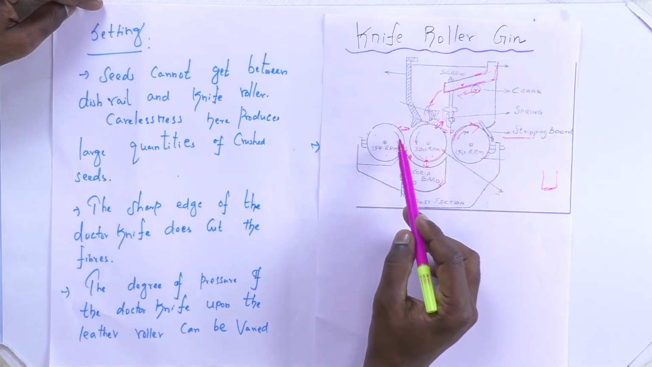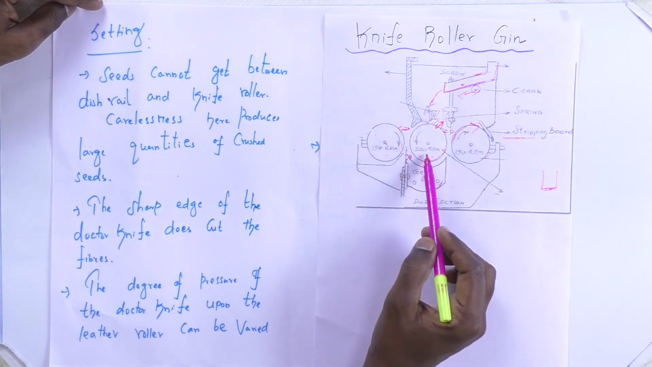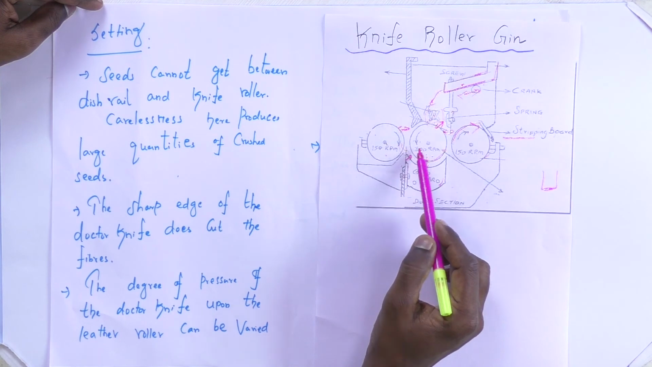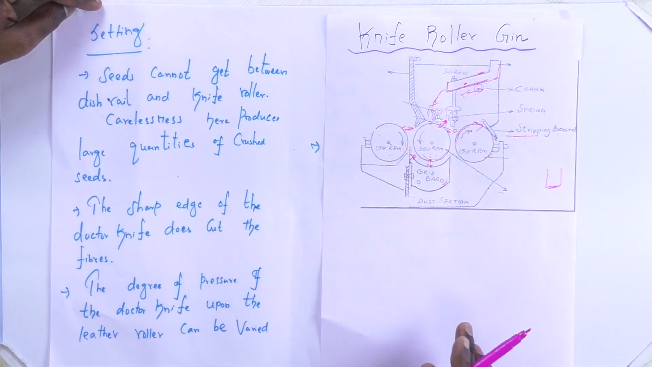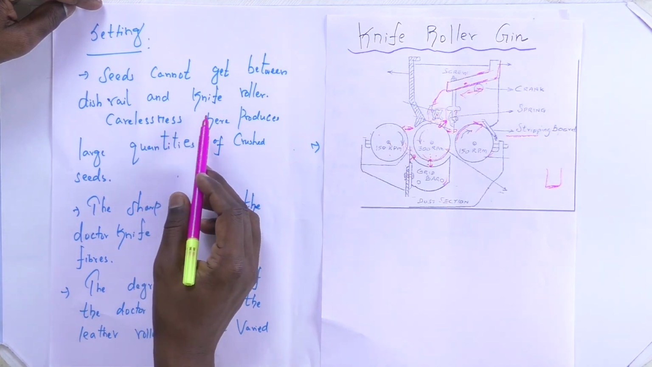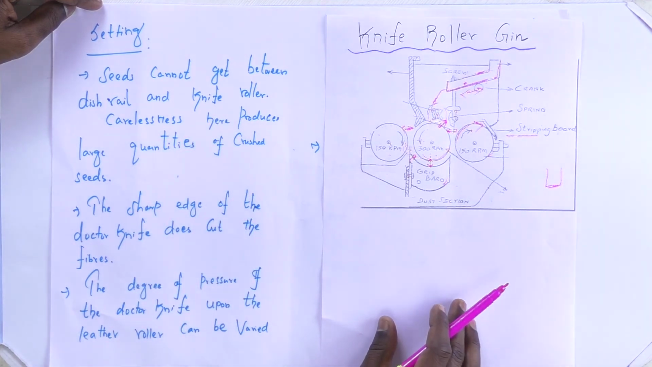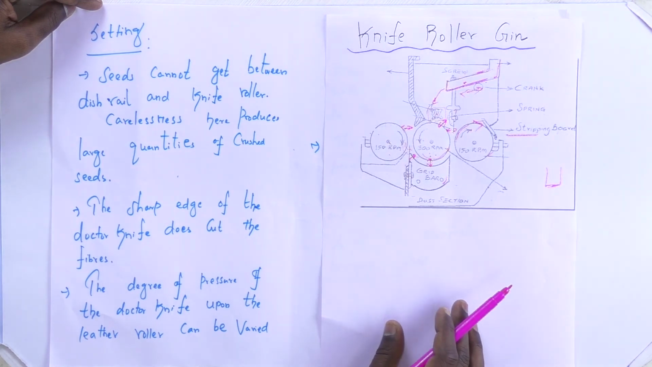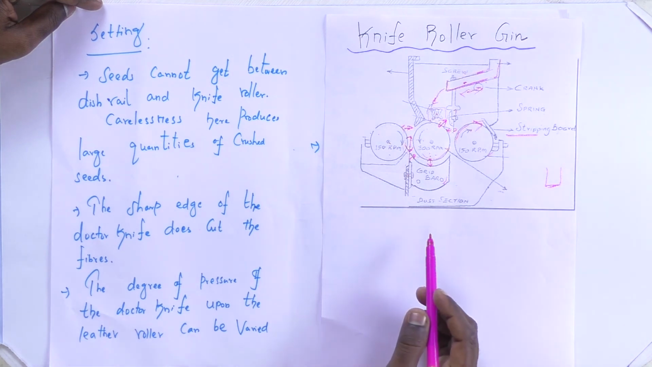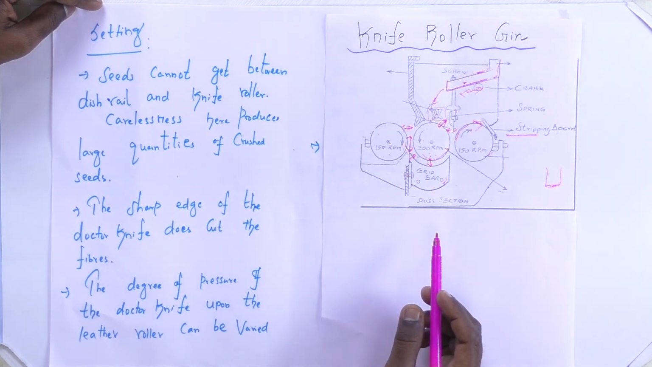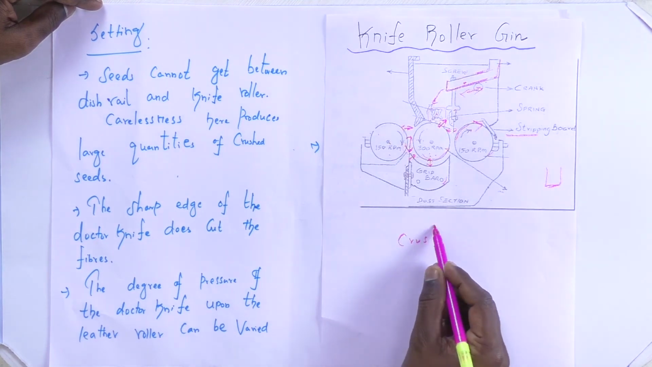The setting between the knife roller and the leather roller, and the setting between the doctor knife and the knife roller, is most important. Otherwise, the seeds can get in between the steel and the knife roller. Carelessness here produces a large quantity of crushed seeds in this area. If these settings are too wide, crushed seeds are possible.